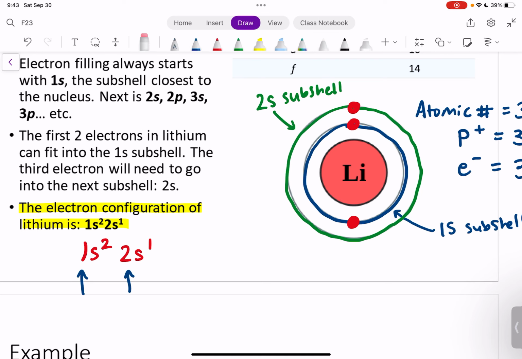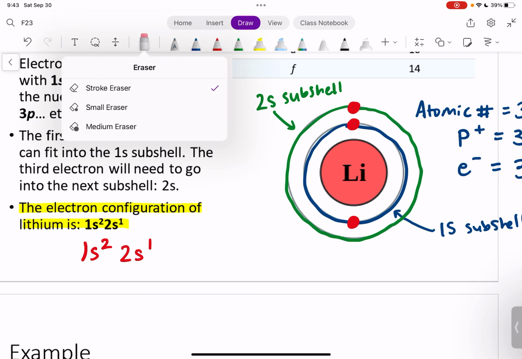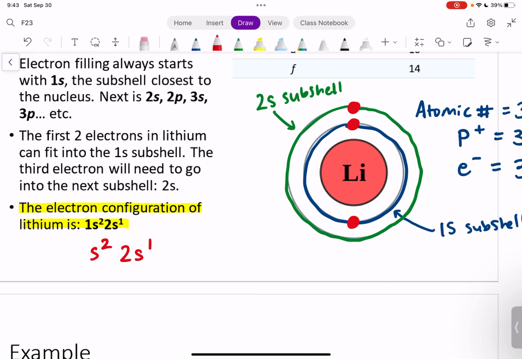Yeah, those are indicating the energy levels. So this first number is indicating the energy level, or shell. That's another word for that. All right, what is the S indicating?